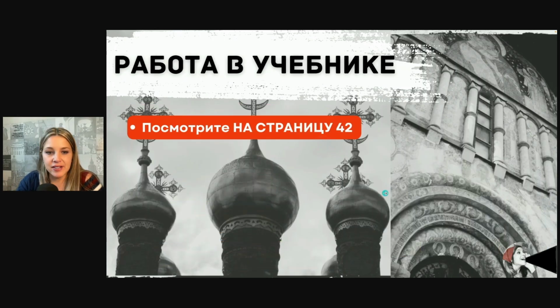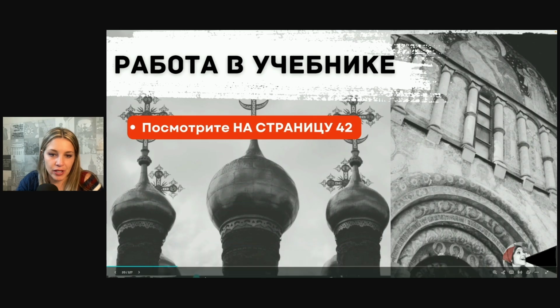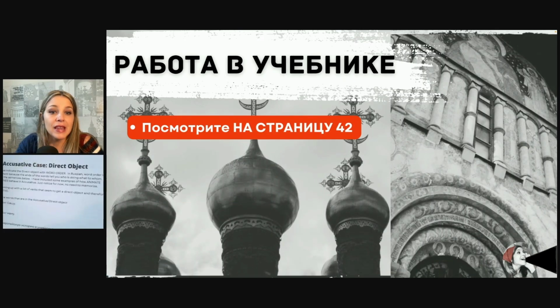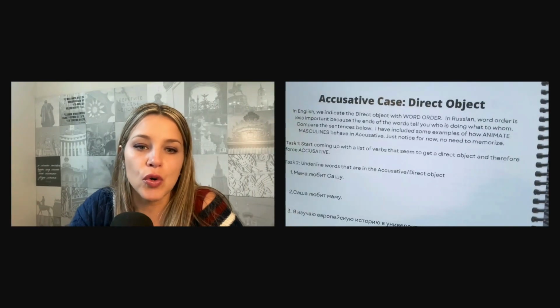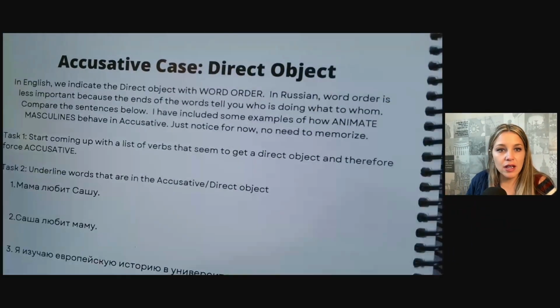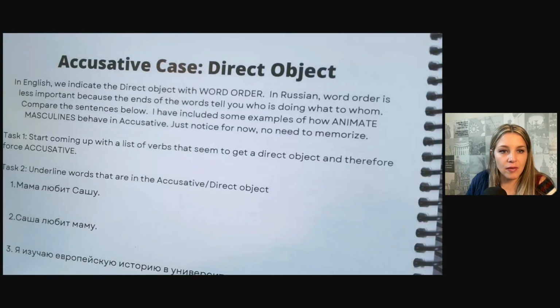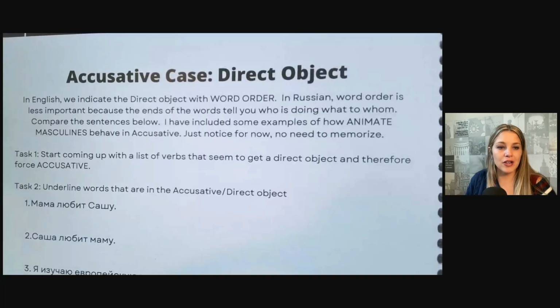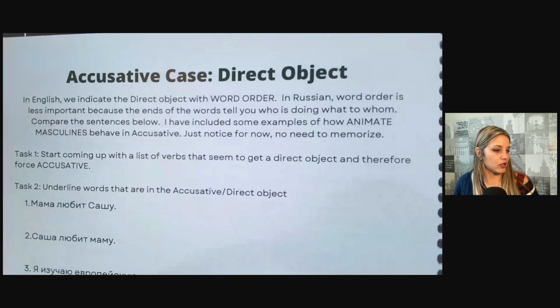So давайте теперь поработаем в нашем учебнике. Посмотрите, пожалуйста, на страницу 44. And let's go ahead and get started. Okay, so what you're doing in this work here is you're coming through and you're underlining the direct object.